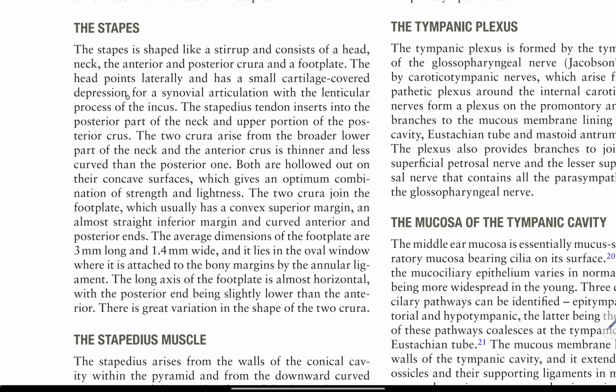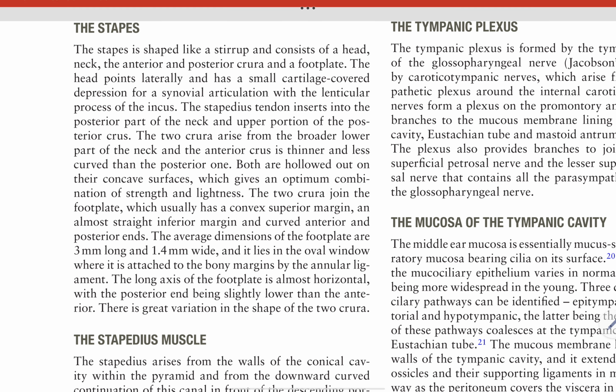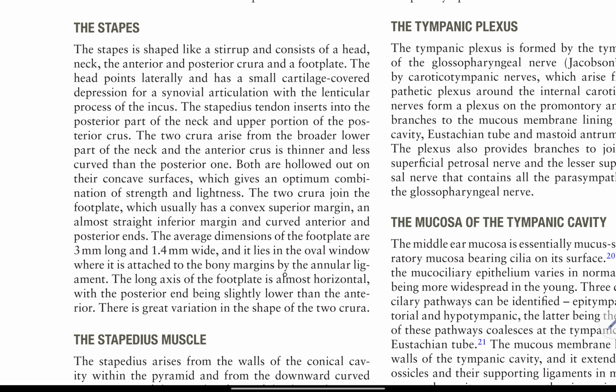The crura join the footplate, which usually has a convex superior margin and almost straight inferior margin and curved anterior and posterior ends. The average dimensions of the footplate are 3 millimeters long and 1.4 millimeters wide, and it lies in the oval window where it is attached to the bony margins by the annular ligament. The long axis of the footplate is almost horizontal, with the posterior end being slightly lower than the anterior. There is a great variation in the shape of the two crura.